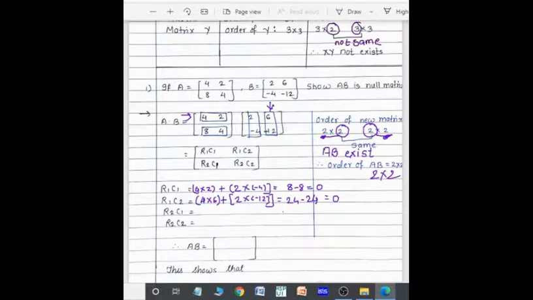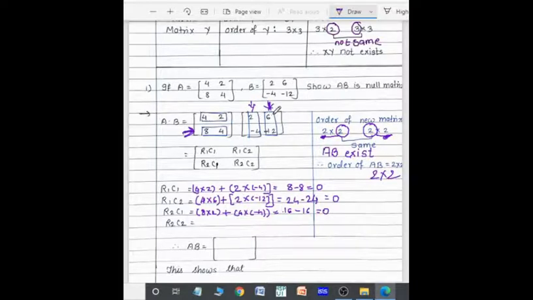Next is R2C1. For R2C1, we are going to multiply this second row and first column. So 8 into 2 plus 4 into minus 4. Write down over here. 8 into 2 plus 4 into minus 4. 2 8s are 16, minus 4 4s are also 16. Answer is 0.